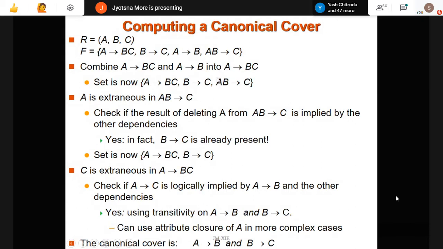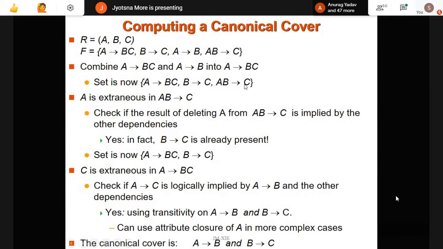After removing A, I am getting B determines C, which is also possible with the help of this B determines C, right? So when I remove the extraneous attribute A from this, the functional dependency I get, B determines C, is already present. So I have to remove this functional dependency completely. Not only the extraneous attribute, but whatever remains, since it is already repeated. So I am removing this complete functional dependency.